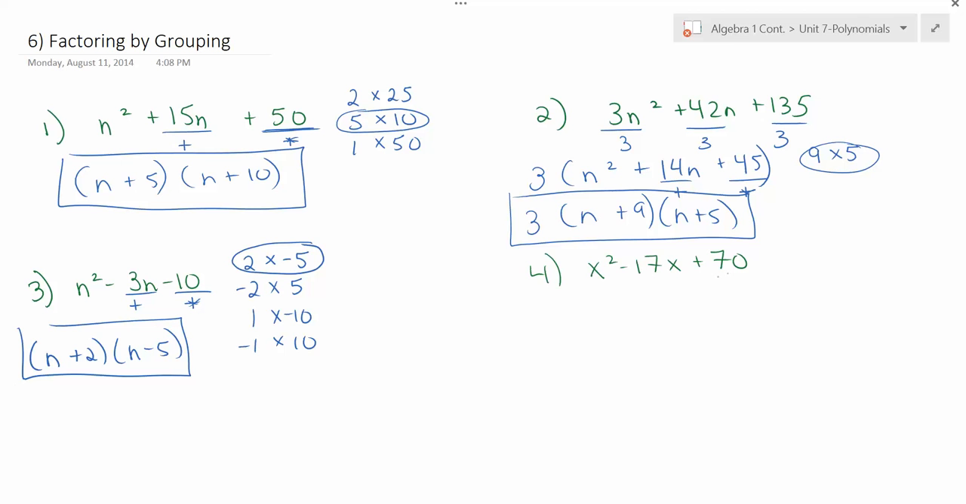All right, next one, what two numbers multiply to 70 and add to negative 17? Now, hopefully you can kind of start seeing that, for example, 7 and 10, but I want to make them both negative, so that would add to negative 17. So it would be x minus 7, x minus 10.